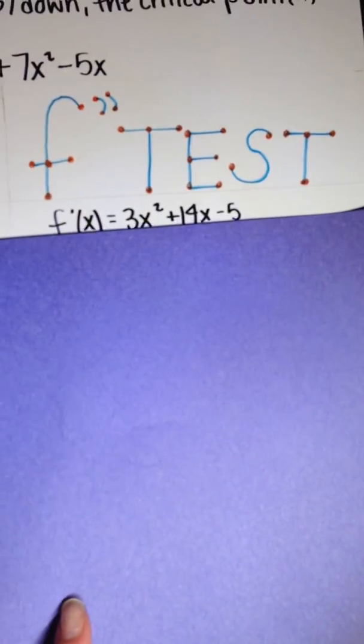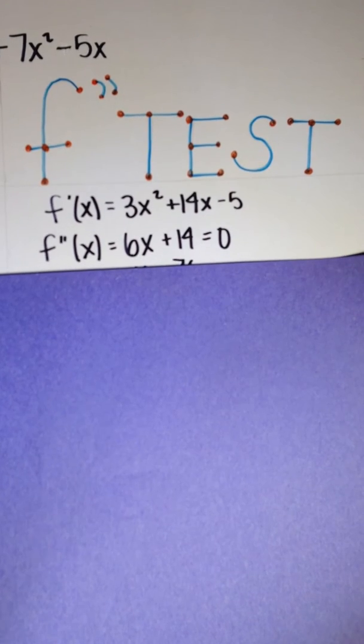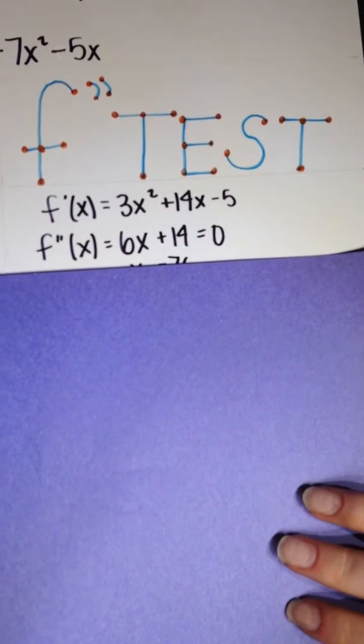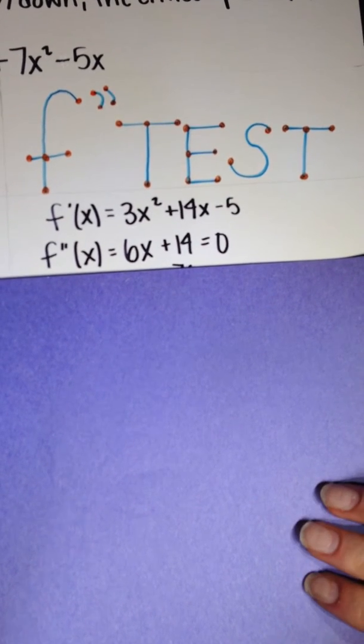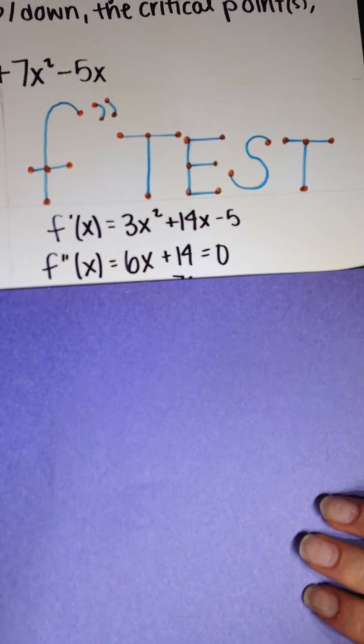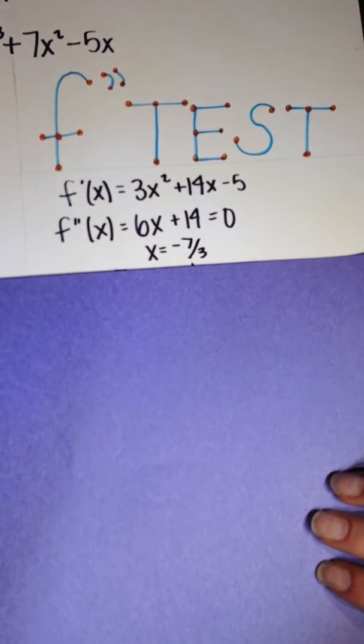For our second derivative test, we take f prime of x and we take the derivative of it to find f double prime of x. F double prime of x equals 6x plus 14. We set that equal to 0, and we find that x equals negative 7/3.